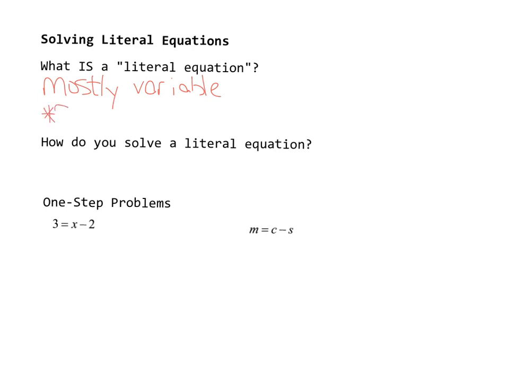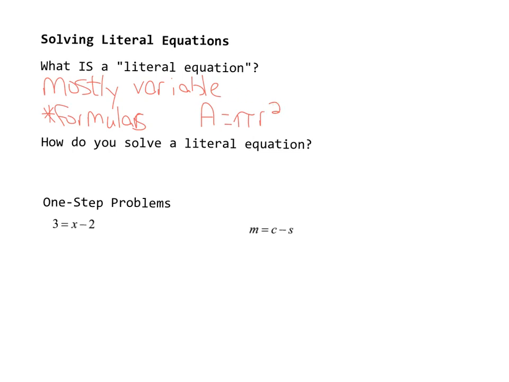You are familiar with formulas. You've used them to find area, to find volume. For example, when you did the area of a circle, area equals pi r squared. That's two variables, right? The area and the radius. We know pi. Pi is not a variable. So this is a formula, but it's also a literal equation.